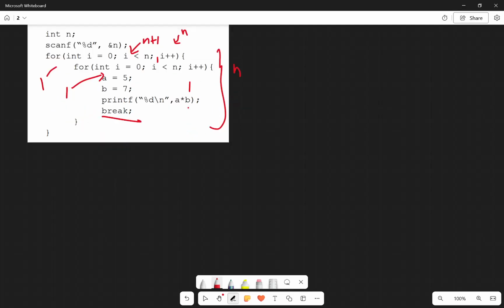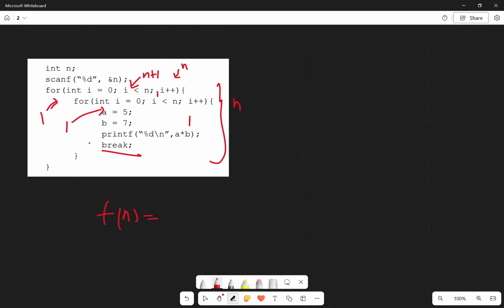So if I write f(n), increment will be 1 for the outer loop, and then the condition will happen n plus 1 times. Then the increment will happen n times. Body will happen n times. Within body, there are only 3 steps for the increment, condition, and body gets executed once. And over here, I forgot to mention, there are 1, 2, 3, 4, 5. There are 5 steps within the body.